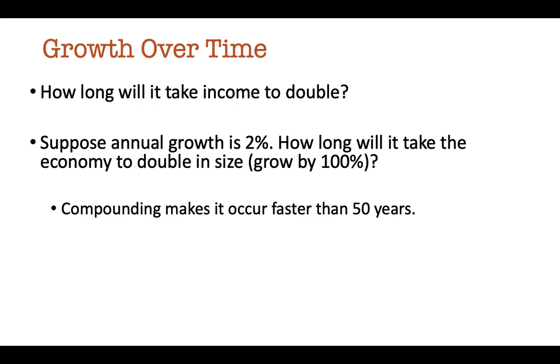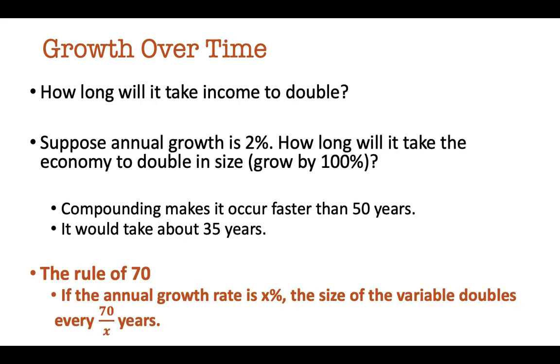So your instincts might tell you that it would probably take 50 years if it's 2% every year. 2 times 50 is 100. But in reality, there's this thing called compounding that actually makes it happen a bit faster. So compounding is this idea that at 2% growth, as something is continually growing, that 2% gets bigger and bigger. So in reality, it would only take about 35 years for an economy to double in size if it was growing 2% every year.